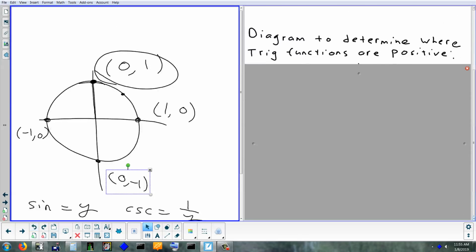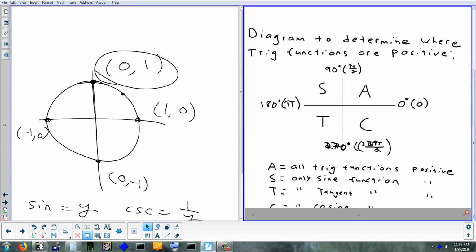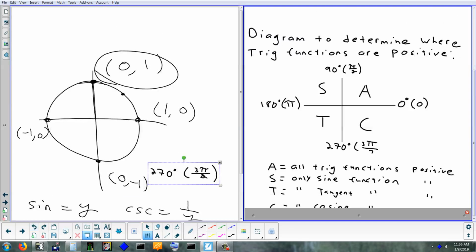All right, so last thing I told you I'd give you is a diagram that shows you where the trig functions are positive and negative. In quadrant 1, the sine, the cosine, and the tangent all came out what? Positive. All came out positive. That's why in quadrant 1, I had the same thing written twice. It's weird. In quadrant 1, all of the trig functions are positive.